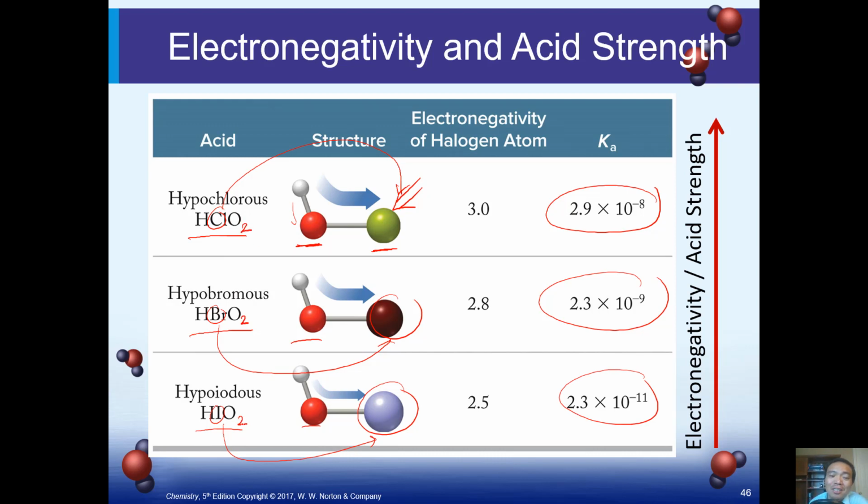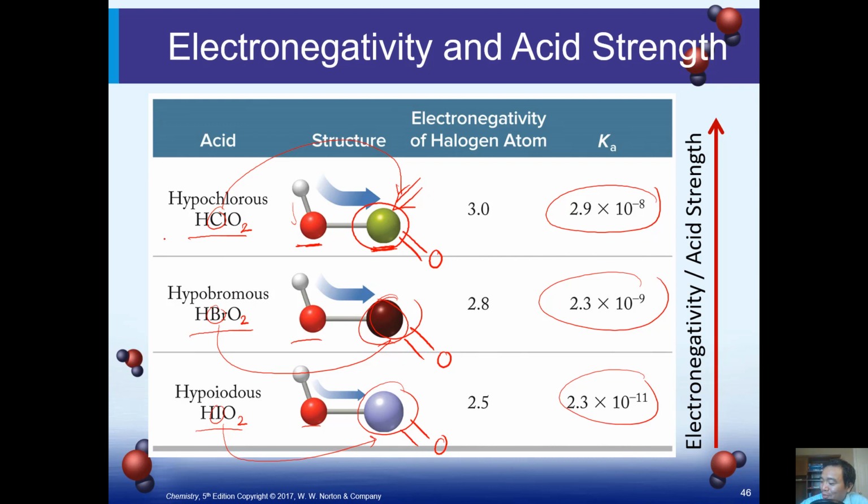Okay, so what if you have two oxygens? Would the acidity stay in the same trend? Yes, it will be exactly the same. If you have two oxygens, that means this is connected to another oxygen, this is connected to another oxygen, this is connected to another oxygen. However, it does not change the difference. The difference is the X over here. The larger the electronegativity for that X, the stronger the acid.